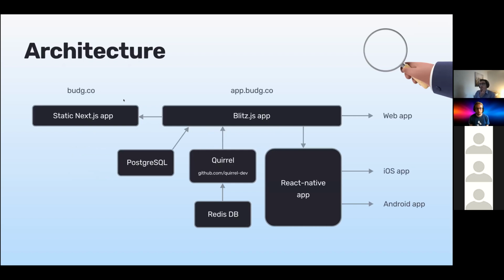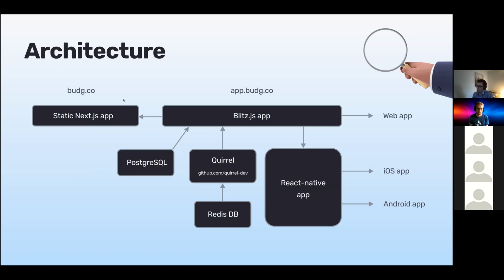So let's talk a bit about the Blitz.js architecture. As you have probably seen, the web app is split from the landing page. For the landing page, I'm using a Next.js static export of the application. I didn't find it useful to use Blitz for this part. And for the web app, I'm using Blitz.js, which generates the web application and also provides the API for the React Native part. And the React Native code base generates both the iOS and Android applications.